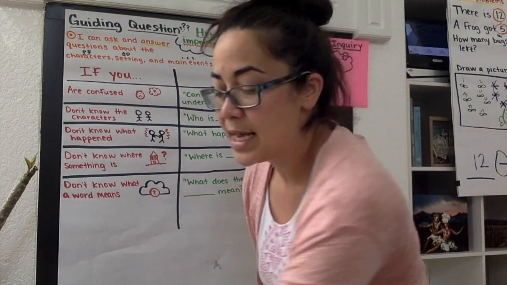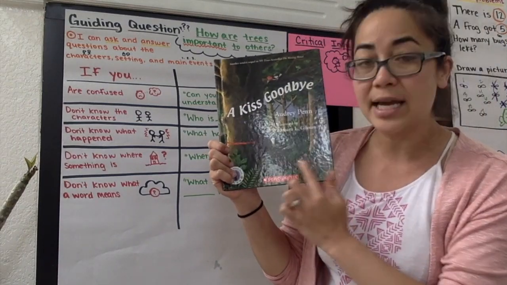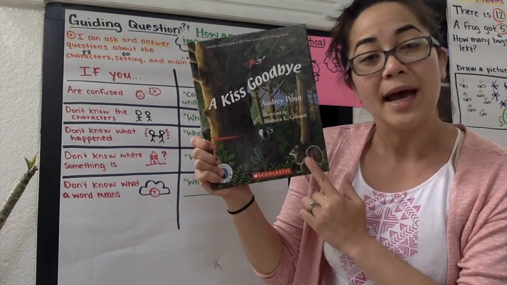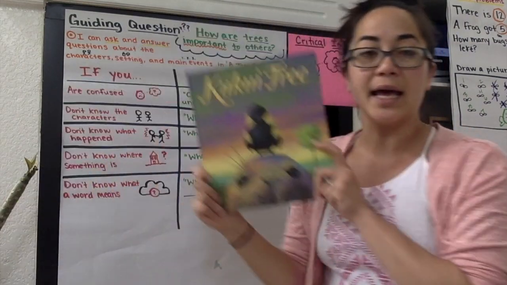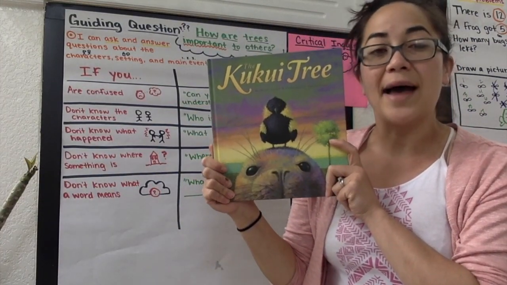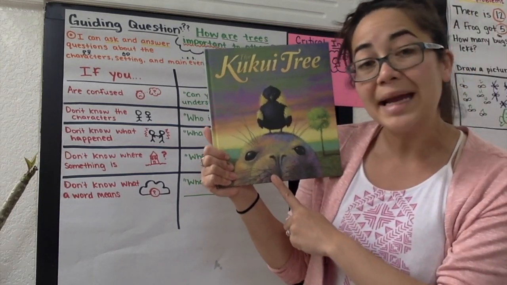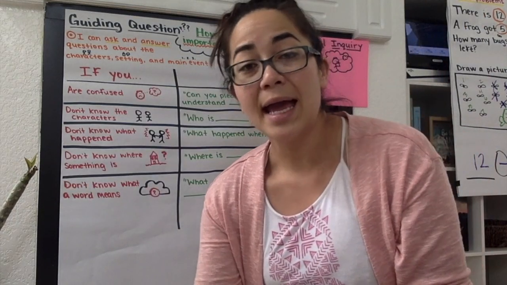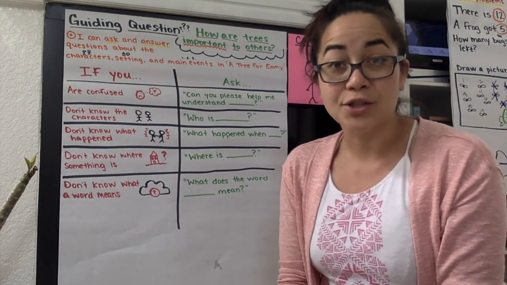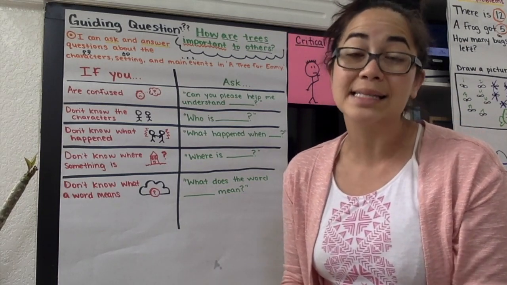We learned in A Kiss Goodbye that trees are important to these characters here because it was their home and a place where they felt safe, right? We learned in The Kukui Tree that a tree was really important to this character because it reminded him of all the special times he had with his friend. In Miss Donnie's book, Gus is a Tree, we learned that trees are important because it was a place that Gus could go to relax and to play.